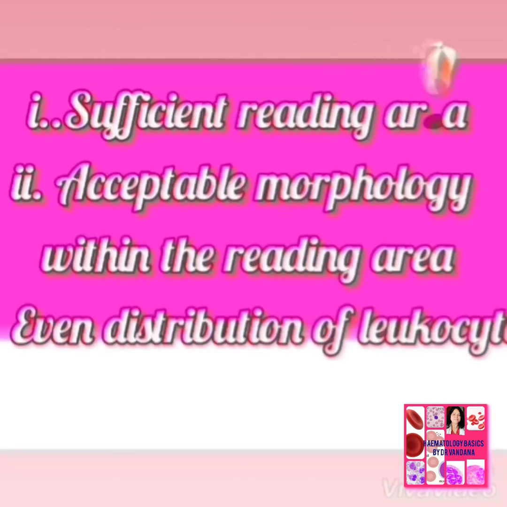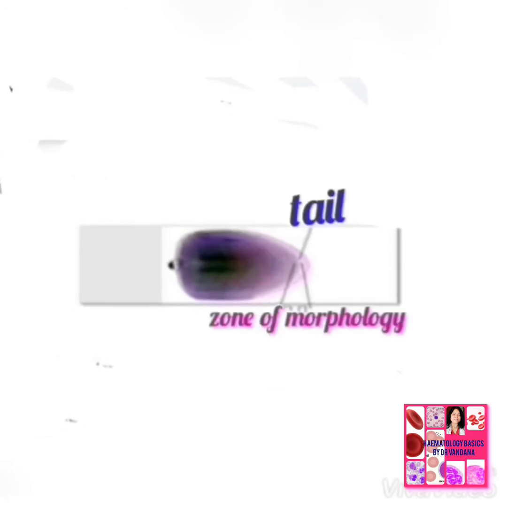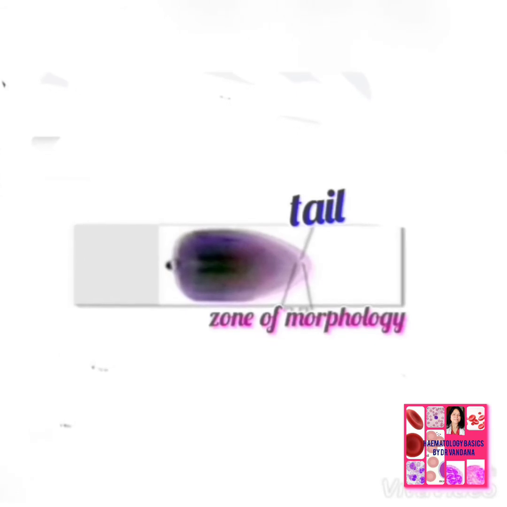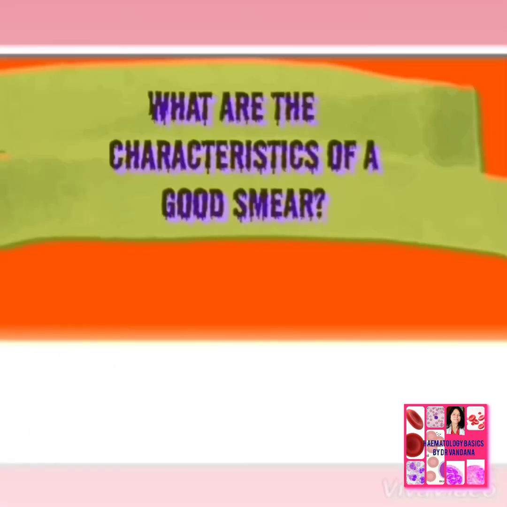So, what are the desirable qualities of a blood smear? We need a sufficient reading area, acceptable morphology within that reading area, and an even distribution of leukocytes. Here you can see a blood smear. There's a gradual decrease in thickness of blood from the thick head end towards the body, thinning out further, and finally terminating in a tail. There are no grainy streaks, tufts, bridges, waves or holes. You can also see the zone of morphology, which is adjacent to the tail. Here we can see cells properly because the cells are in a monolayer.